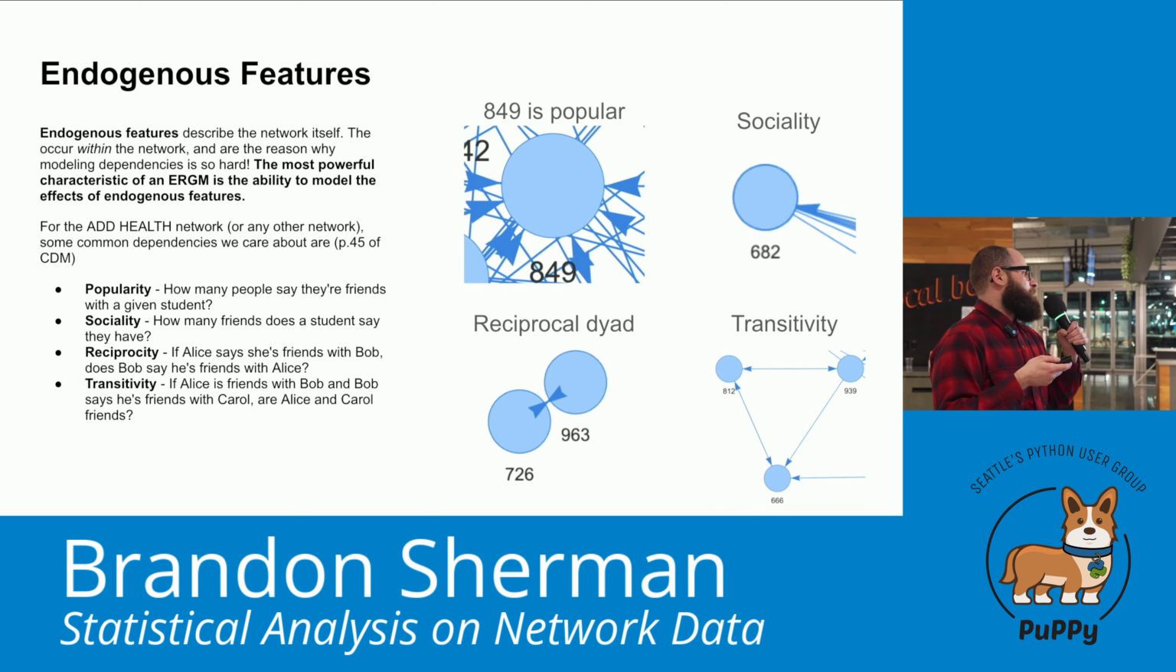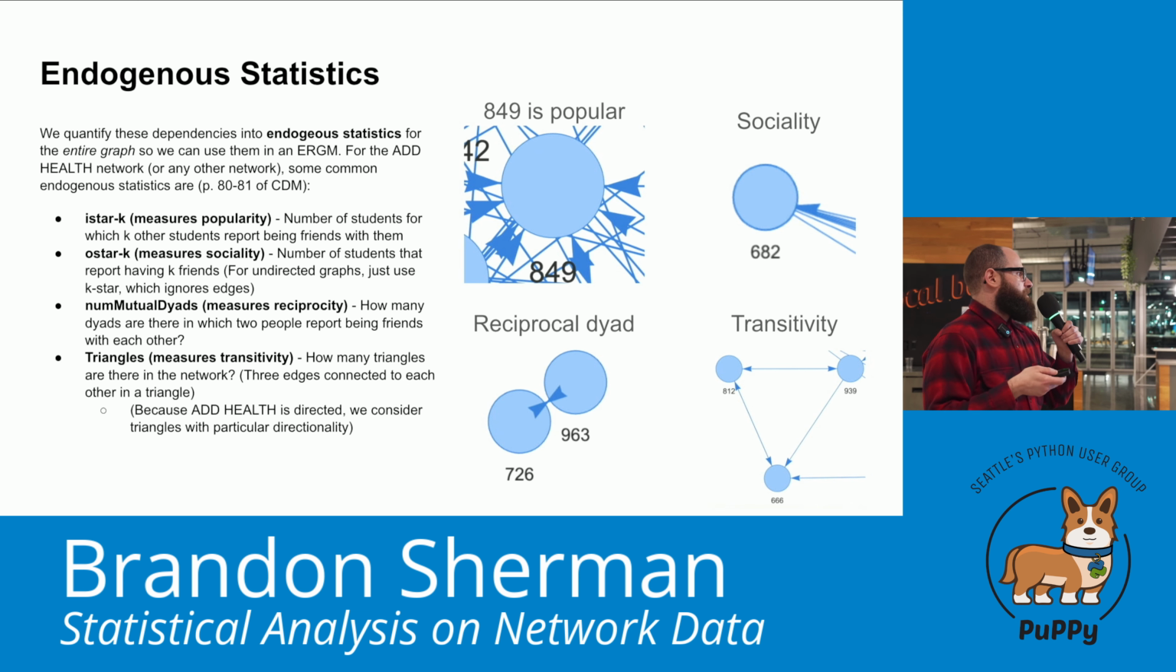There's sociality, which is, okay, this person says they have a lot of outgoing friends, like they're friends with a lot of people. There's reciprocity, so like, okay, Alice says she's friends with Bob, does Bob say he's friends with Alice? If that's the case, then we have both edges of the directed network pointed at each other. And transitivity, which is basically if I say I'm friends with you, you say you're friends with Dave, do I also say I'm friends with Dave?